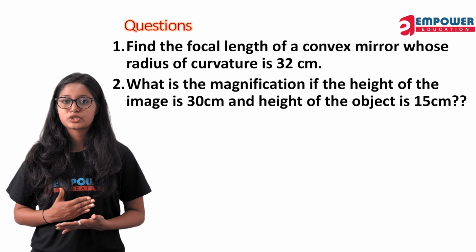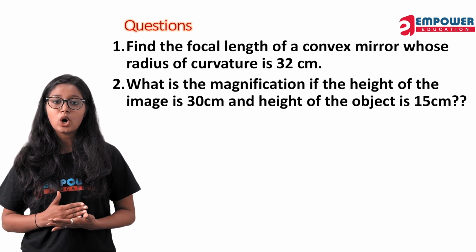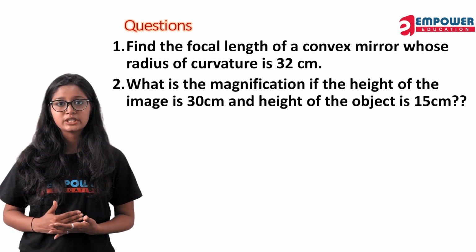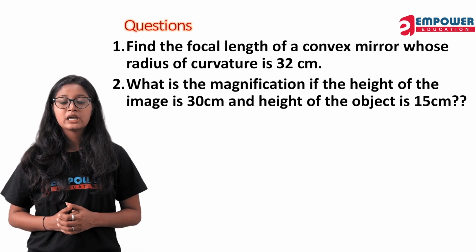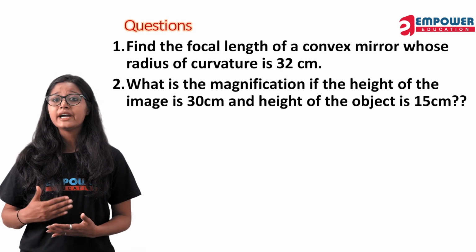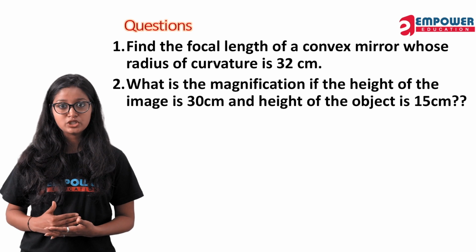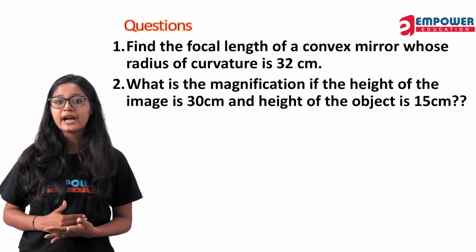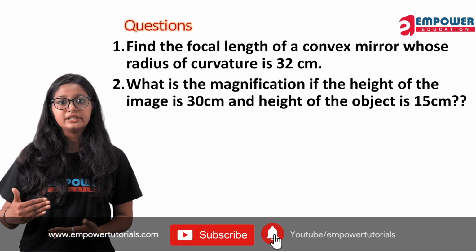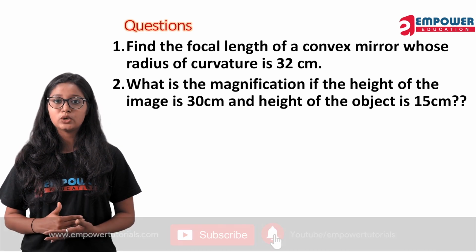Now let's move to our next question. What is the magnification produced when the height of the image is 30 centimeters and the height of the object is 15 centimeters? Now we know here that magnification is the ratio of the height of the image upon the height of the object. If the height of the image is 30 centimeters and the height of the object is 15 centimeters, then it is 30 divided by 15, which gives us the magnification equal to 2.